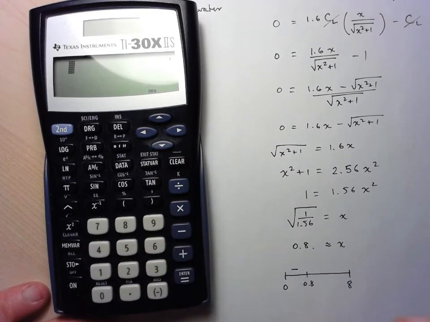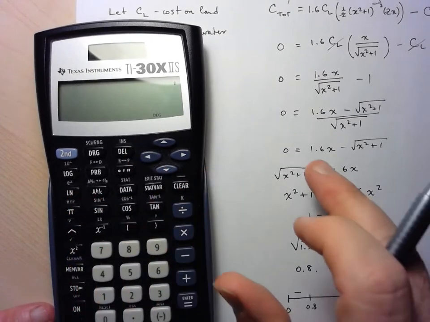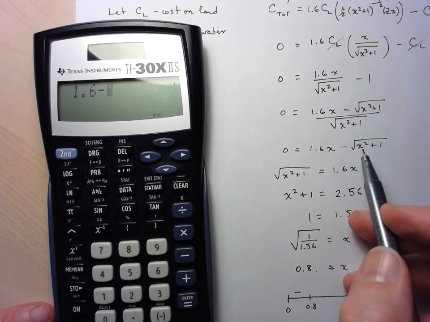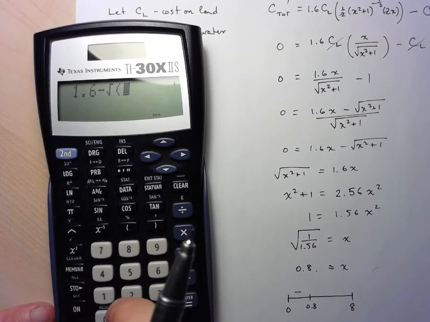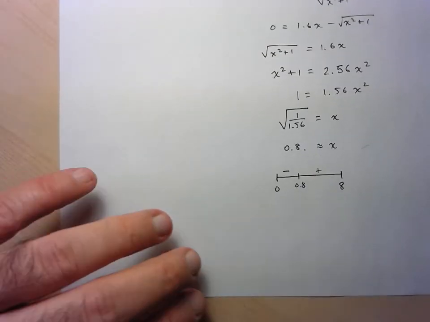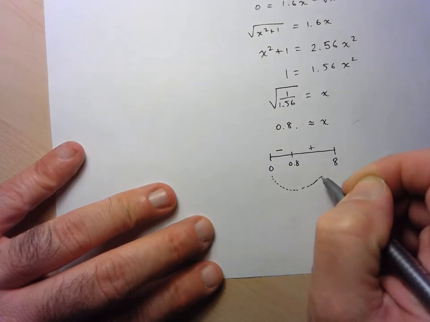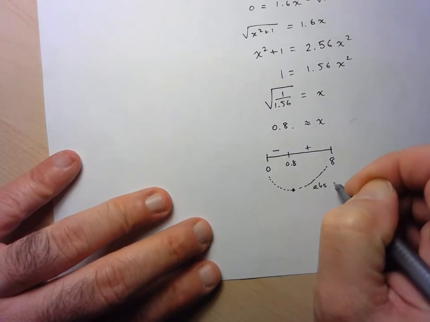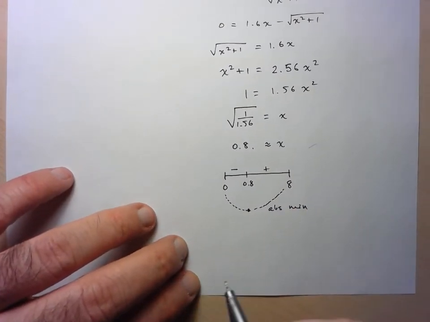So now let's pick something between 0.8 and 8. Let's pick something easy. Let's pick x equals 1. So here we have 1.6 times 1 is 1.6, minus the square root of 1 plus 1, so minus the square root of 2. And here we have a positive number. So in this interval, it's always decreasing up until 0.8, and then it's always increasing all the way to 8. So this must be an absolute min on this interval. That's all we can say, but that's all we care about: on this interval, it's an absolute min.